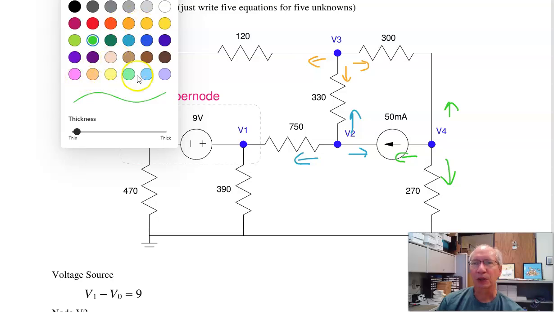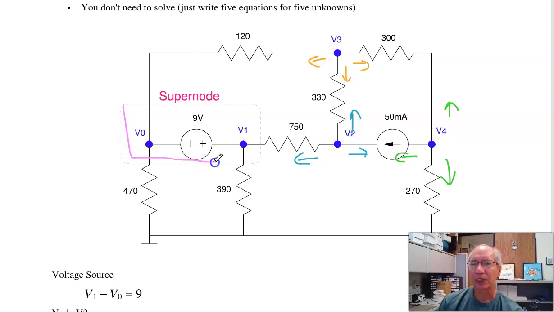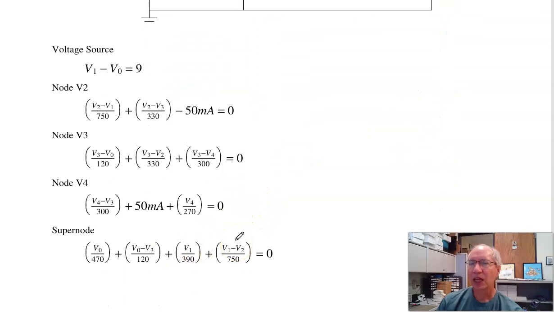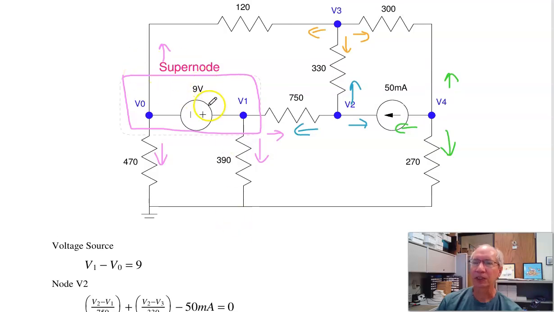But I can do a supernode. With the supernode, the idea is draw a closed surface like this. The current out of that closed surface has to be 0. So the current up, V0 minus V3 over 120, plus the current down, V0 over 470, plus this current down, V1 over 390, plus this current, V1 minus V2 over 750 equals 0. And there's your supernode equation. And other supernodes are valid as well. This is one of them.